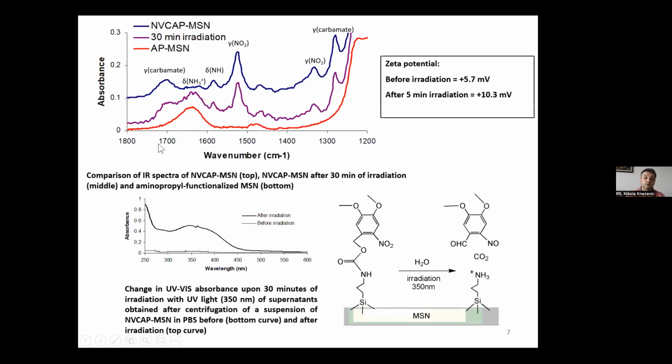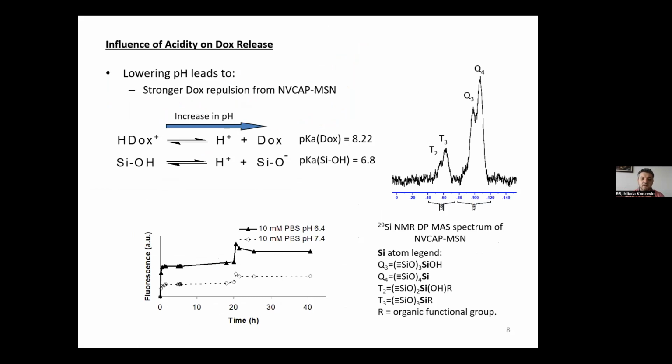You can see here we monitored the nitro volatile group coming out. This is after centrifuging and measuring the supernatant, and you can see the changes in zeta potential and all the other characteristics that I will not talk about. But you can also see that even before exposure to UV light, we saw high release. You can see below high release of doxorubicin at lower pH than at pH 7.4.